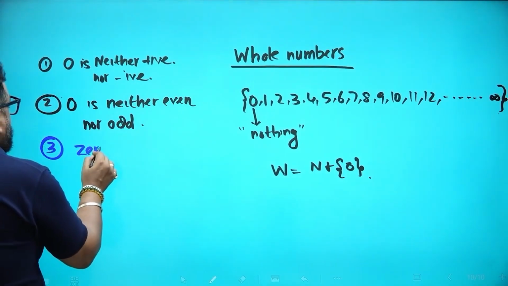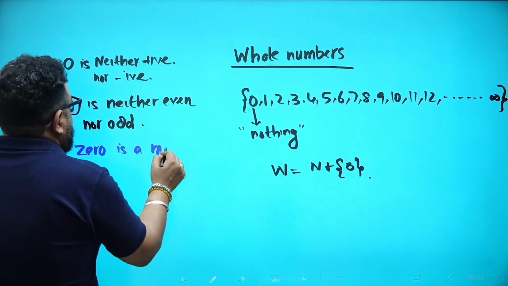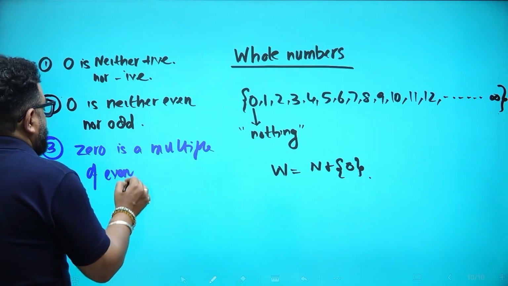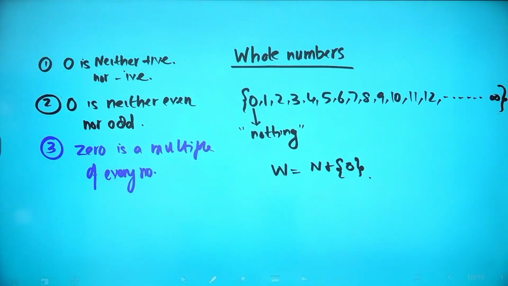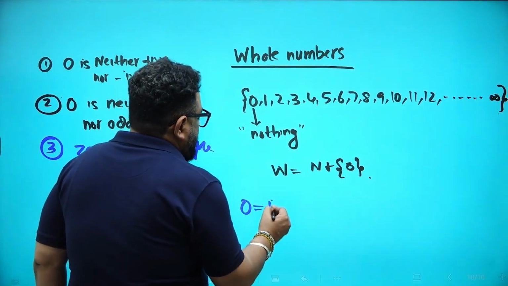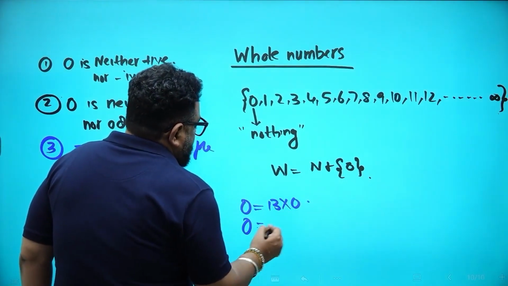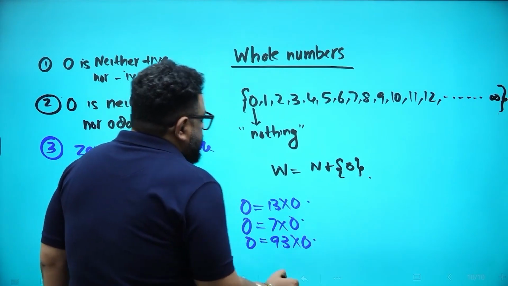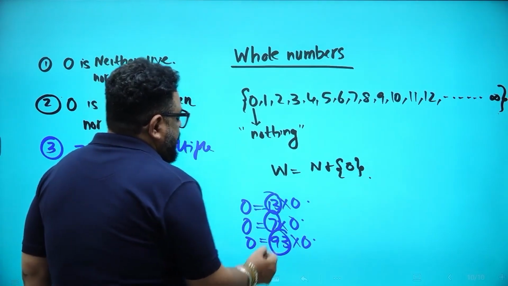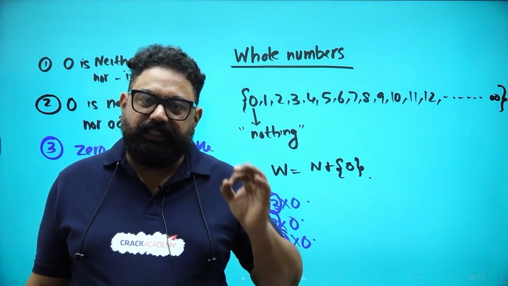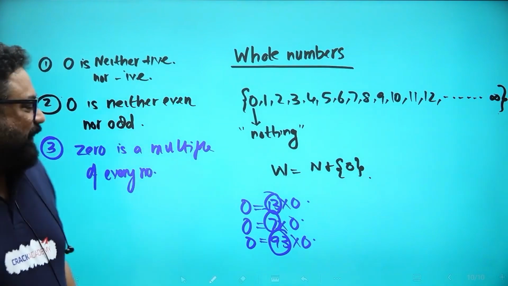0 is a multiple of every number. Sir, how is 0 a multiple of 13? 0 can be written as 13 into 0. 0 can be written as 7 into 0. 0 can be written as 93 into 0. So 0 is a multiple of 13, 7, and 93 as well. So 0 is a multiple of every number, guys. This is really important. Understood?